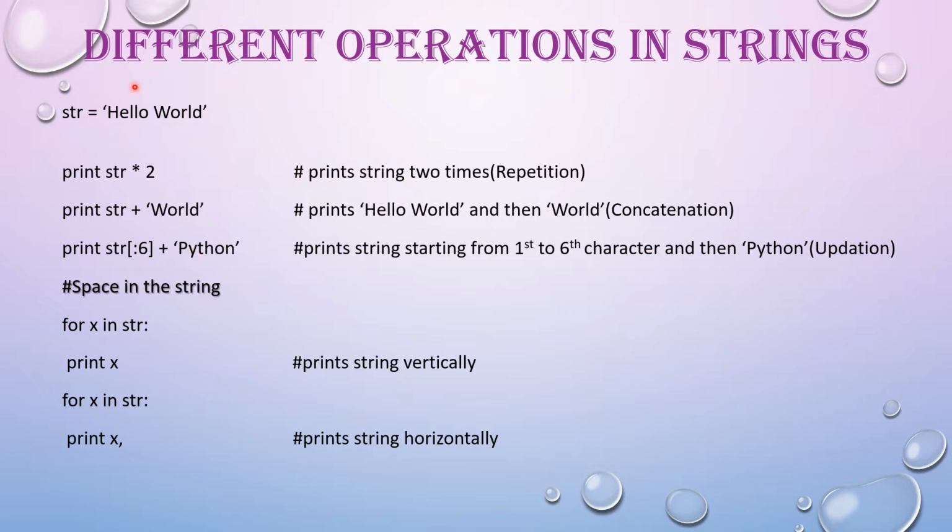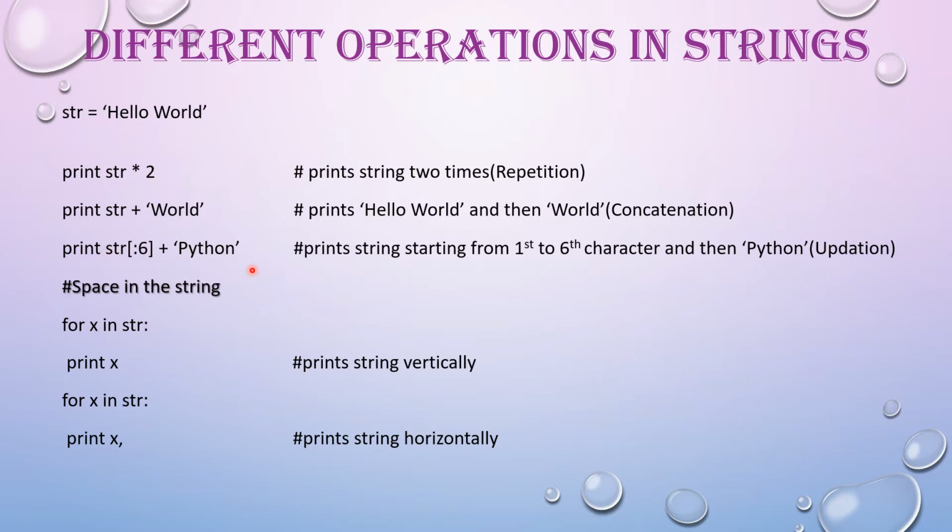Then we have the updation operator. Now, if we want to print hello Python instead of hello world, what should we do? Should we declare another string and initialize hello Python in that? No. So what we do is update the str which we have already initialized. For that, first we take the subset from this string which we want in our new string, and that is hello. So we have taken str[:6] which will print hello and space. Then we have added another string Python which will update the string to hello Python.